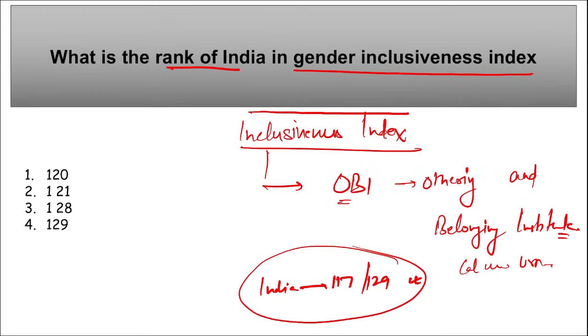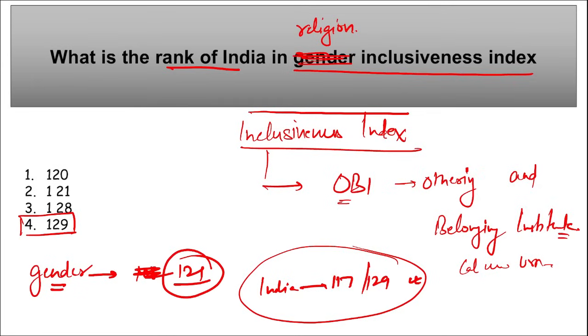Correct? Now, if I ask you about religion inclusiveness, what is the rank of India? Let me correct here. Let's not go for gender, let's go for religion inclusiveness. In this religion inclusiveness index, the rank of India will be 129. If asked about gender inclusiveness, because the options were here regarding religious inclusiveness, that is the reason we have changed it. But now if we talk about gender inclusiveness, what is the rank of India? India stood at 121st position in gender inclusiveness, right? Then if we talk about disability inclusiveness, the rank of India is 108.